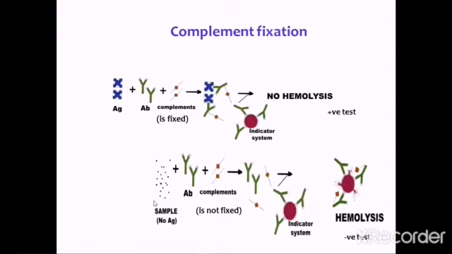In case the antigen and antibodies don't match in the first step, they would not fix the complement, and much of the complement is free to attach to this indicator system, the sensitized RBCs, so they are lysed and this would produce hemolysis, and this is a negative test.